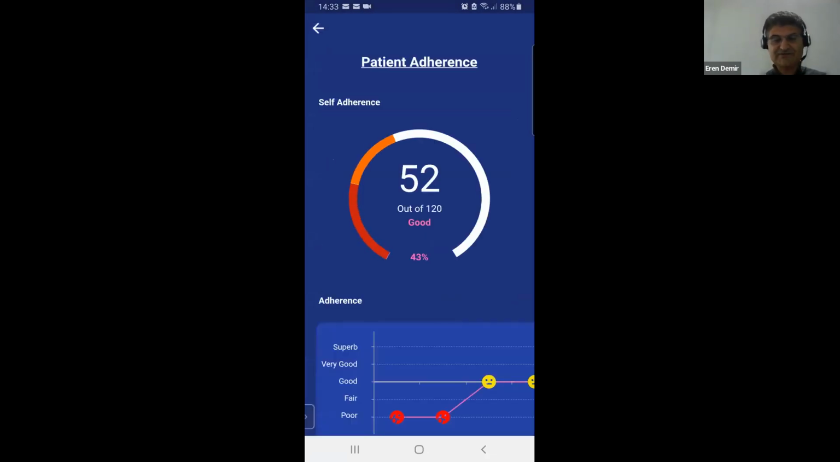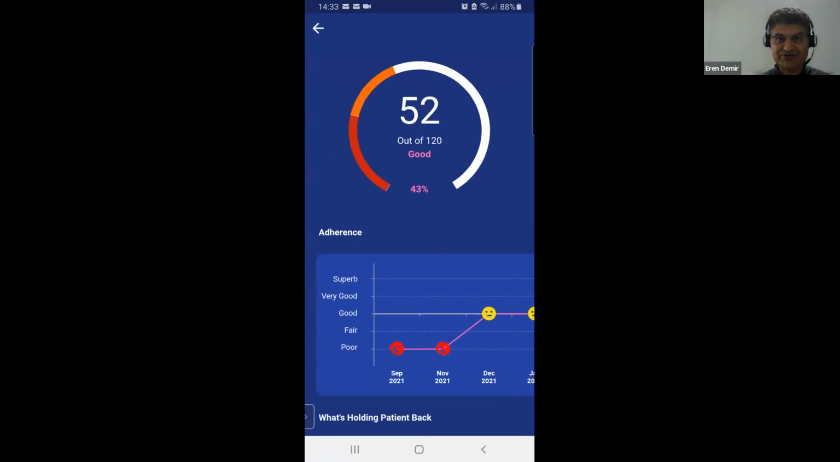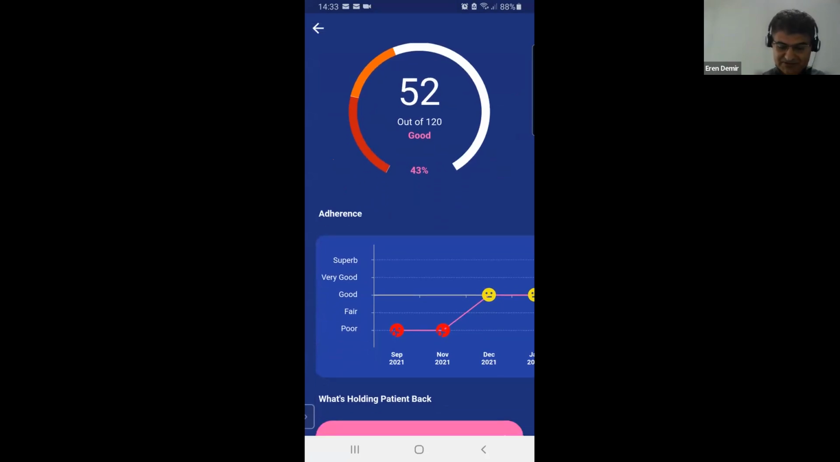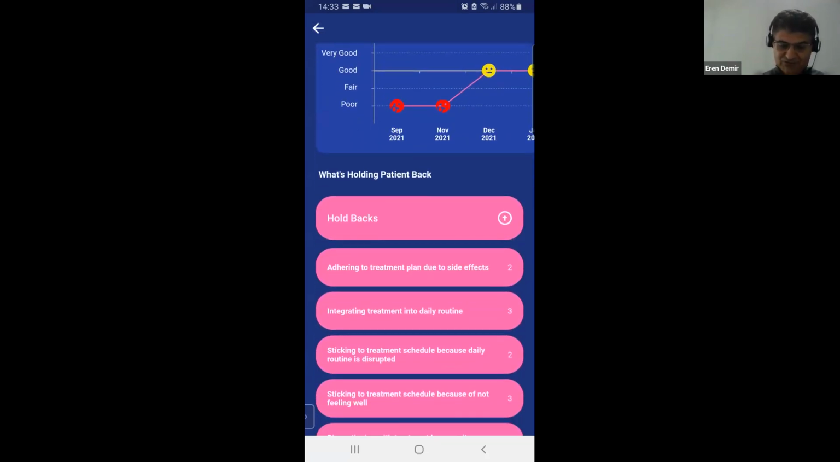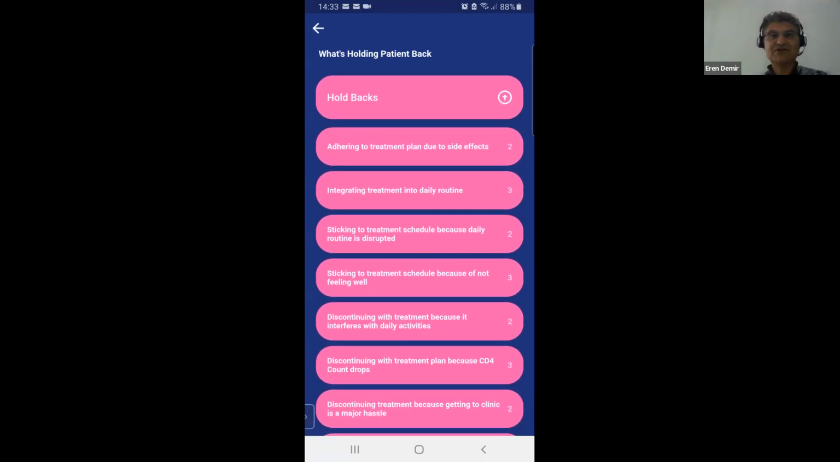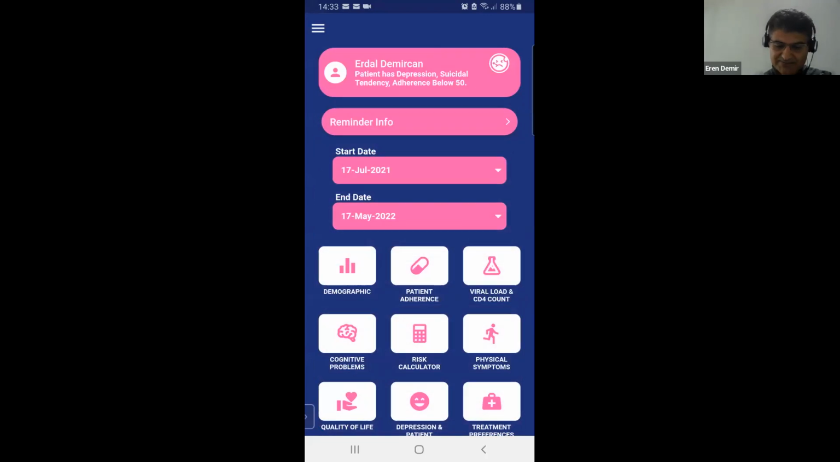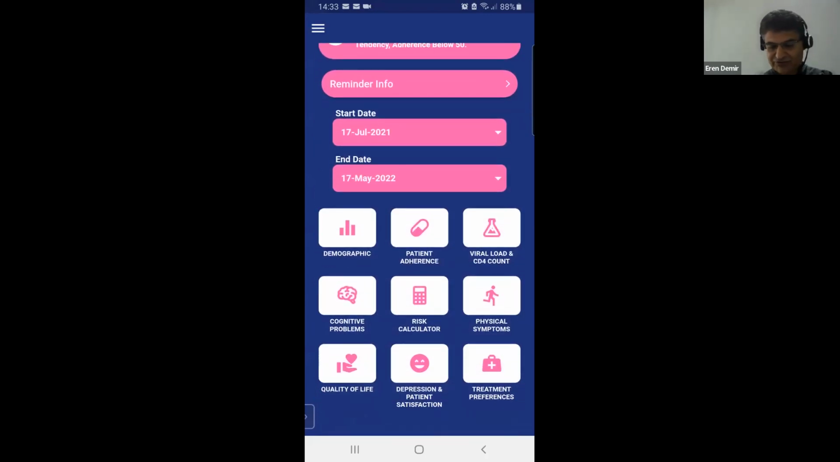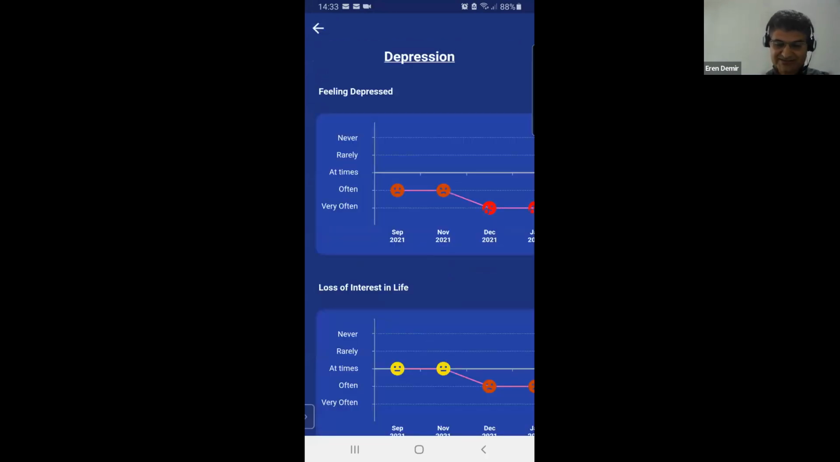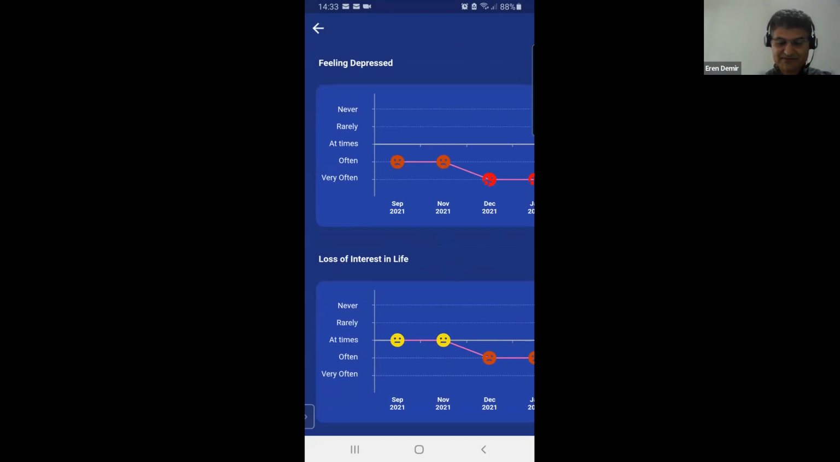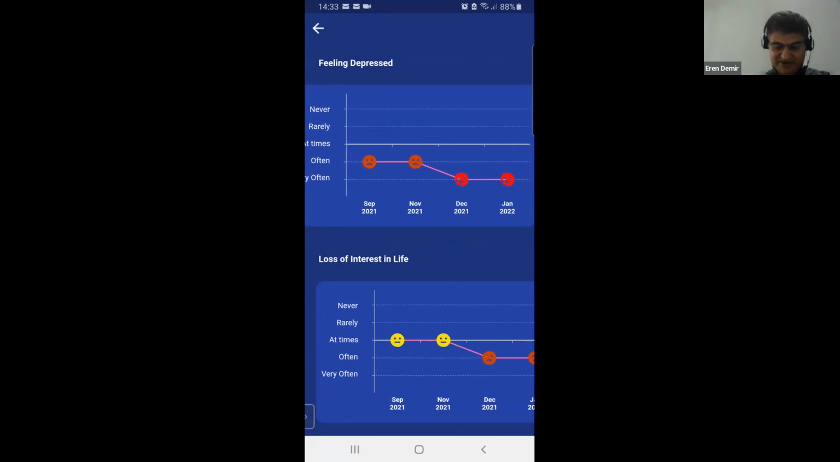Can you see all the stuff that I presented in the reporting section? They're all here. So the same information is provided for the clinician, but there's even more. The clinician could then say, look, what are the causes of the patient not adhering to their treatment? All their viral load, the cognitive risk calculators are all here, the quality of life, but even more, depression, because this is quite important. Feeling depressed, there's more information here.